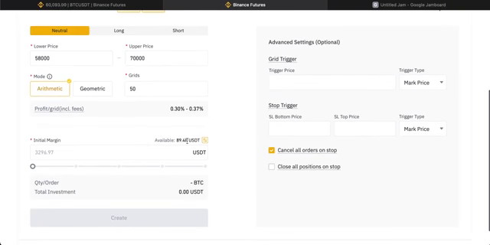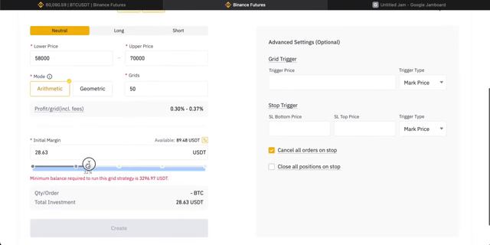Then coming down to the initial margin, I'm just going to put some margin on account. So you can see there, I've put $40 on account. It actually tells me that the minimum I would have to have in my account for this trading strategy is around $3,000. So make sure you have enough on account to actually go ahead and do this.